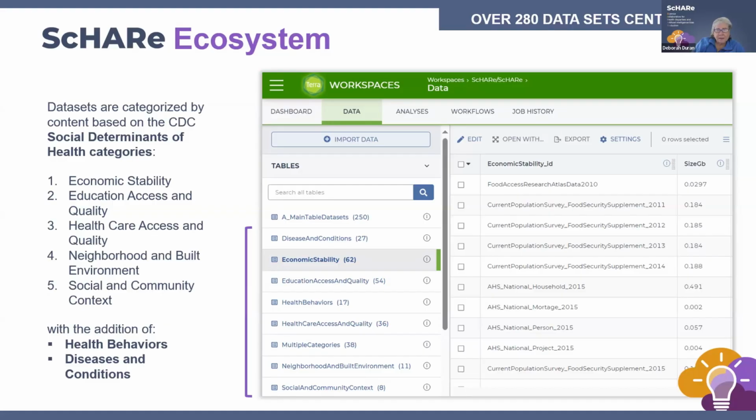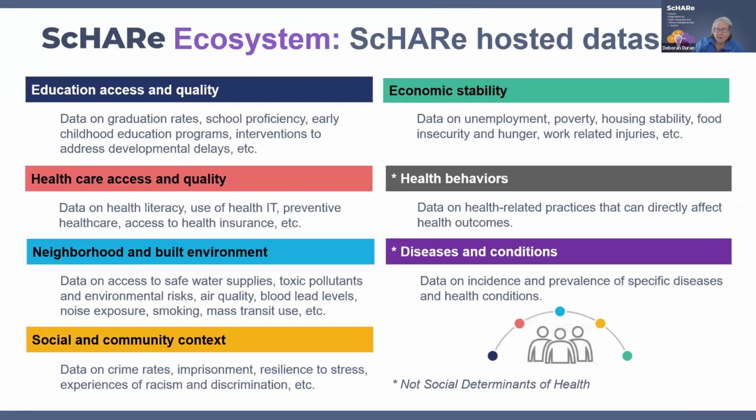We have only some disease and disorders. It's because we can link to any other repository and get disease and disorder. So there's no sense in double storing data. These are the categories and the definitions of them.